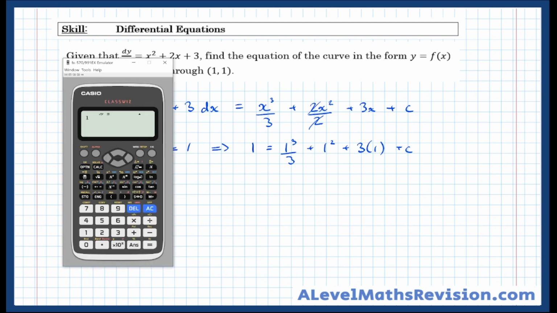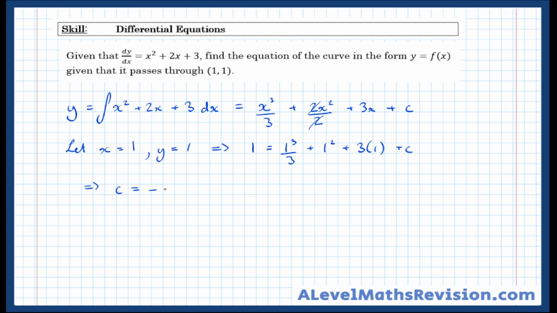so taking everything over to the left hand side, I get 1 minus 1 cubed over 3 minus another 1 squared minus 3, which is equal to minus 10 over 3. C is minus 10 over 3.